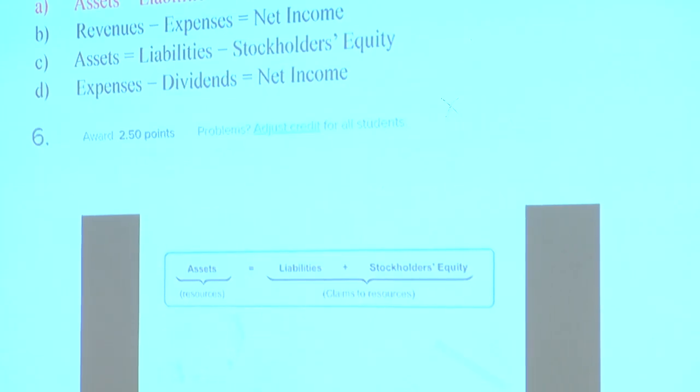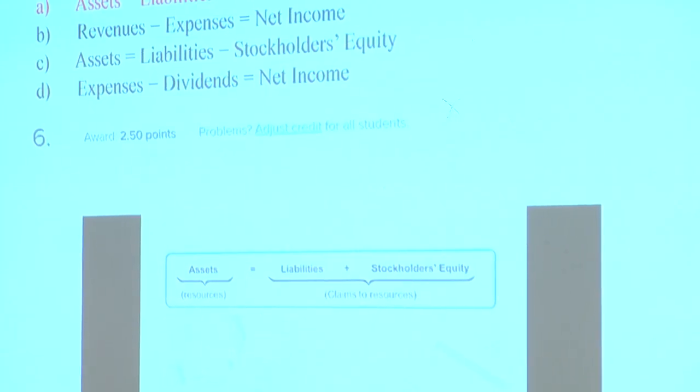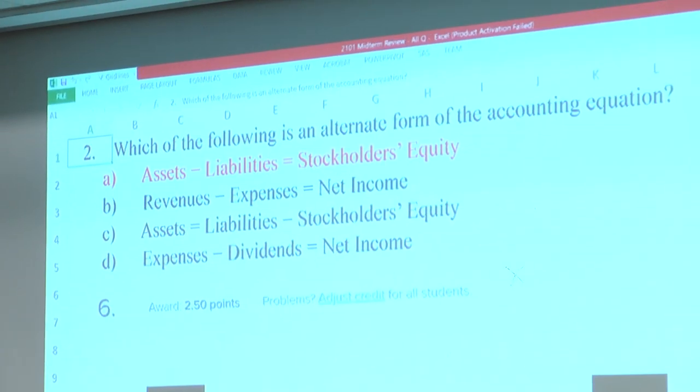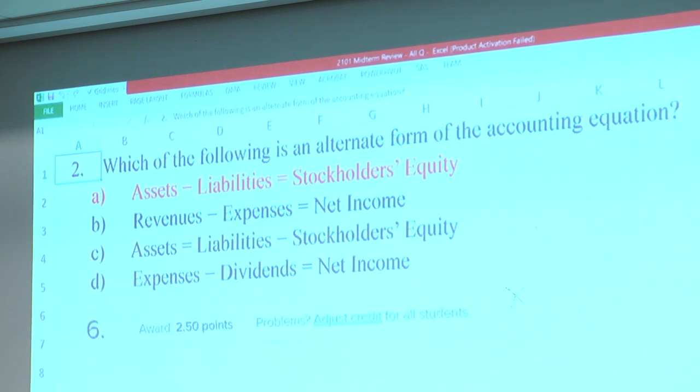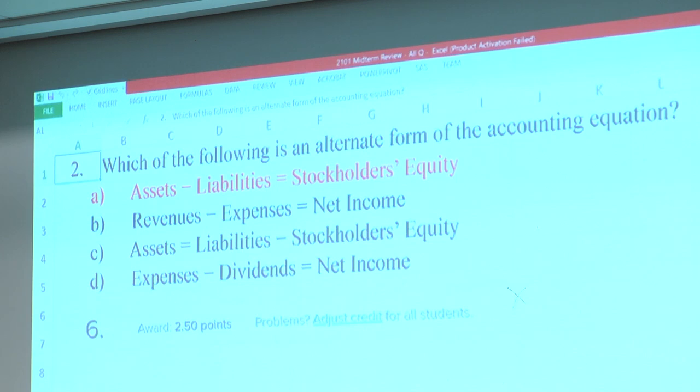Question 2, which of the following is an alternative form of the accounting equation? My accounting equation is this one: assets equals liability plus stockholders' equity, A equals L plus SE, or in some older versions of the textbook, or some senior people would call it owner's equity, but really it refers to stockholders' equity. It's a different name. And then the correct answer is A.